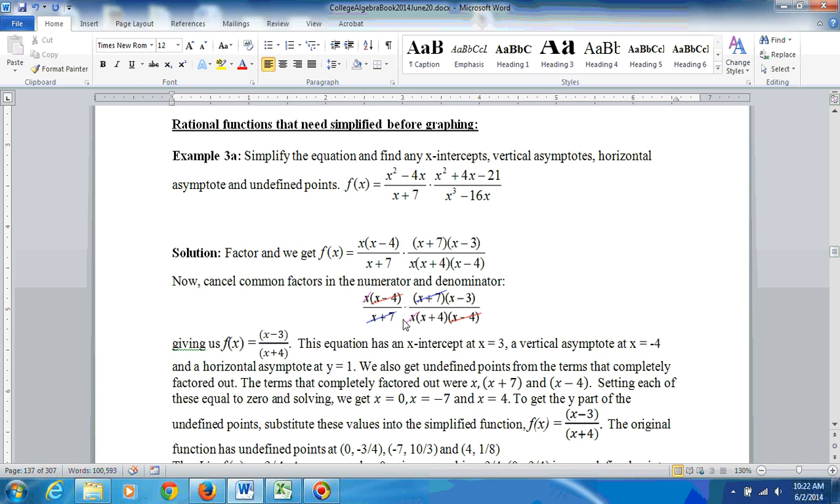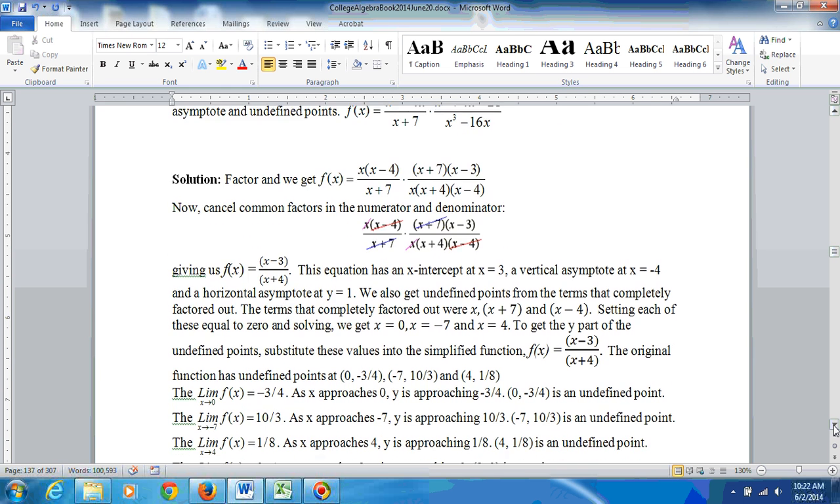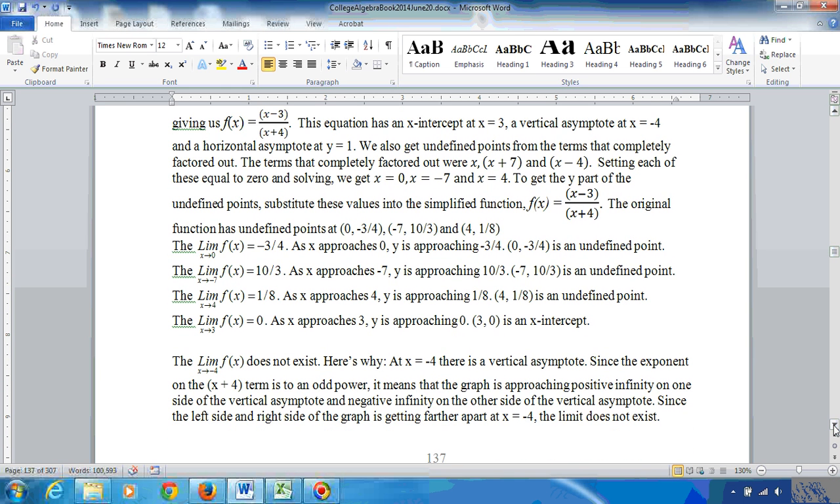X plus 7 canceled out. What makes that equal 0? Negative 7. If you substitute negative 7 in for x in the simplified version, you get 10/3. So there are 3 undefined points on this thing. So if it said, what's the limit as x approaches 0 on this, it'd be negative 3/4. What's the limit as x approaches negative 7? 10/3. What's the limit as x approaches 4? 1/8. So that's how you do those problems right there.